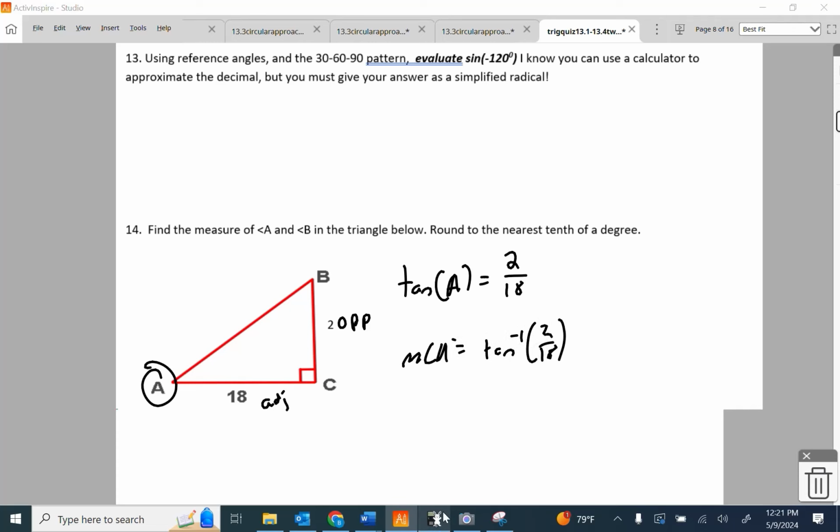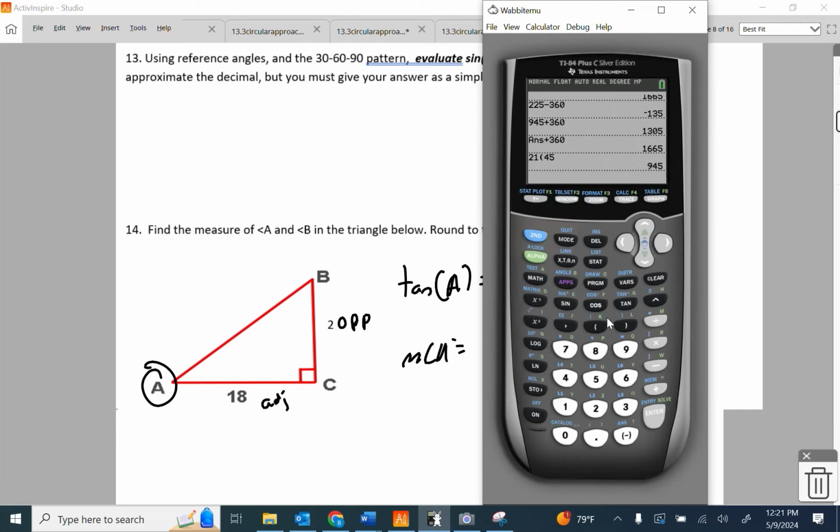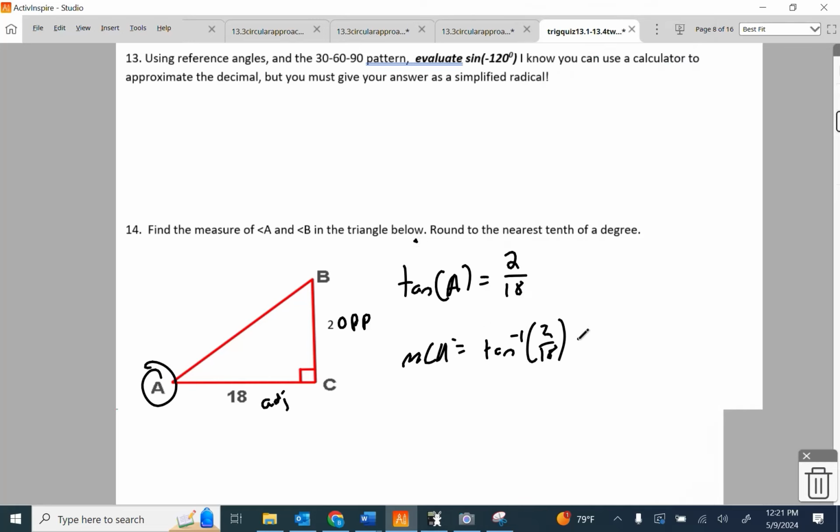And then I go to my TI-84 and I push some buttons. The arctangent of 2/18 is 6.34 degrees. And then you do 180 minus 90 that's given, minus 6.34. Push the buttons if you need to. I think you get 83.66. That should probably be checked.